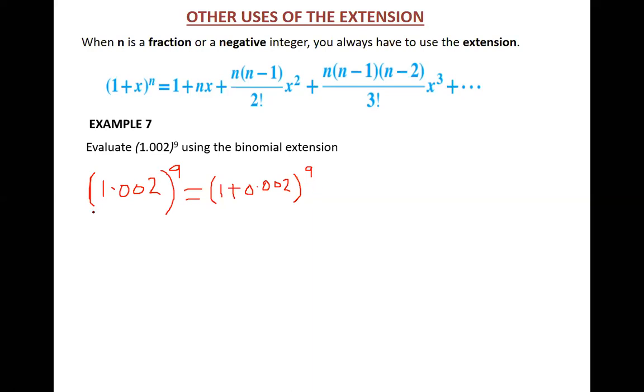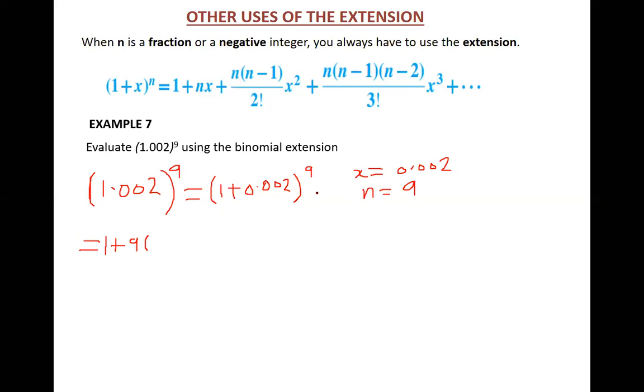So let's proceed. So now, how do you expand such an expression? Firstly, the first term is always 1. So I'll write 1 there. And then I'll say plus. My n of course is 9, which is the power. Then I'll multiply this n with the x now, which I have there. So firstly, my x is equal to 0.002. And then the value of n that I have is 9.